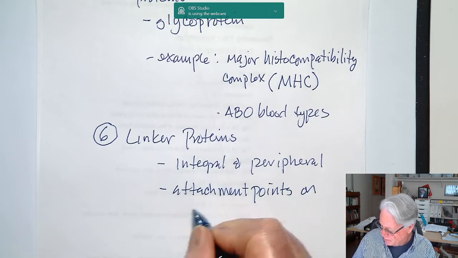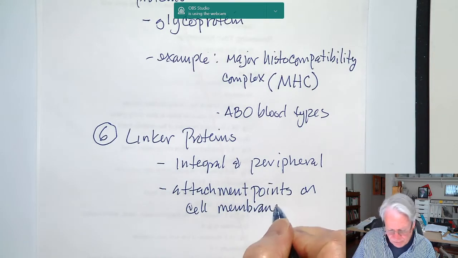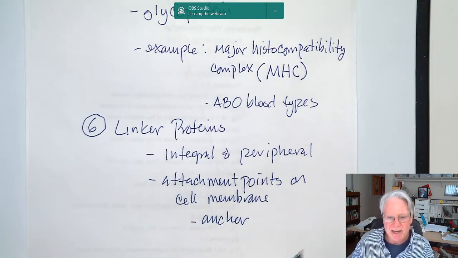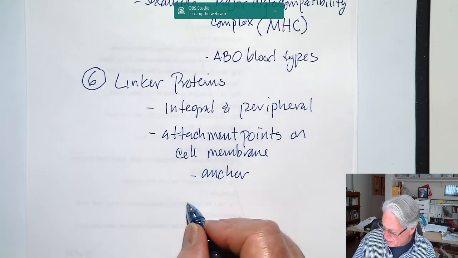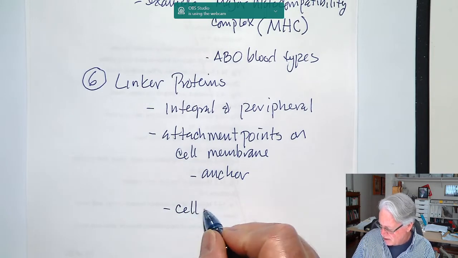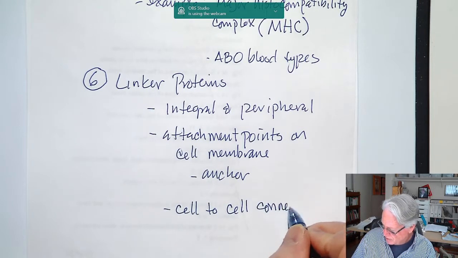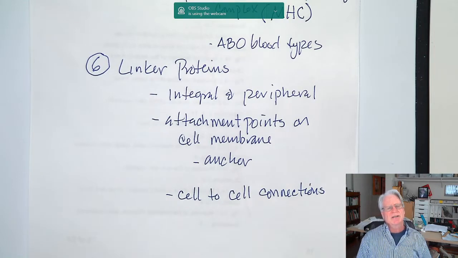On the cell membrane. So they can anchor. Think of them as anchors in the cell membrane that you can attach things to. So, for example, you can have cell-to-cell connections as a result of these. And we are going to talk about those when we get into the chapter. That's the very next chapter on tissues. We'll talk about cell-to-cell connections. And those would be examples of linker proteins.